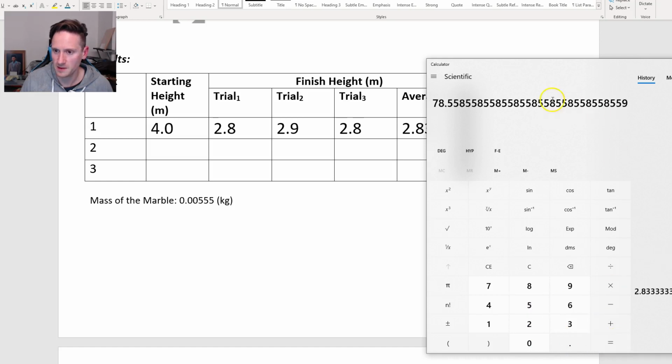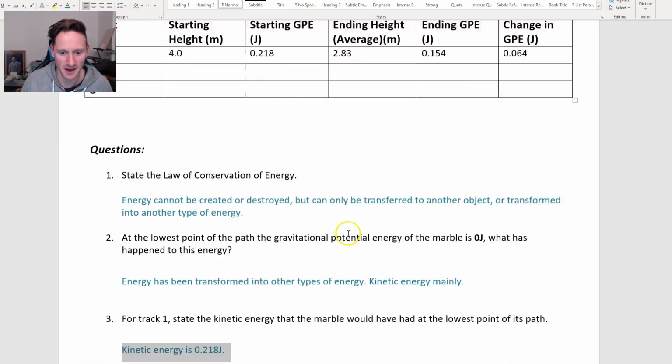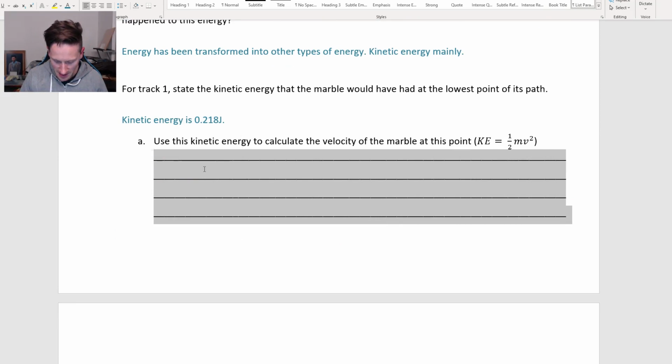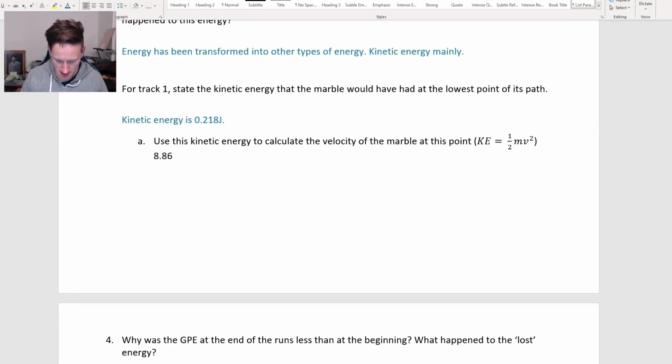0.00555. That's my number. And then this is the part I'm not sure it's going to work. Take the square root of that number. Oh, it worked. Wicked. Okay. So my answer is 8.86. I'll just round it off there. Okay. Brilliant. So I get 8.86 meters per second is the velocity.